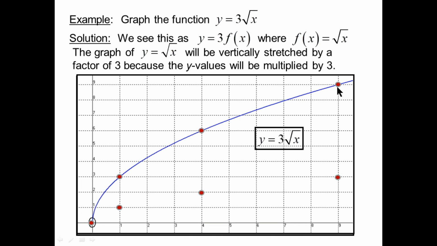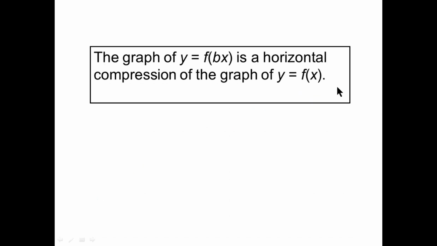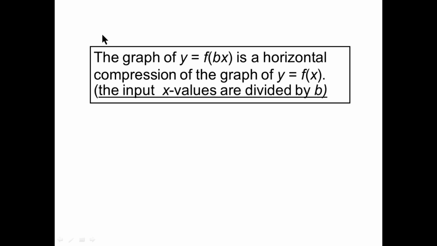Let's consider horizontal motion. The graph of y equals f of bx is a horizontal compression of the graph of y equals f of x. So if the factor was out front, we would multiply the y values by whatever that factor was. When the factor was out front, we called it a. Now we're putting a factor into the input station and calling it b, and it has to do with horizontal motion. And in this case, the input values are going to be divided by b.